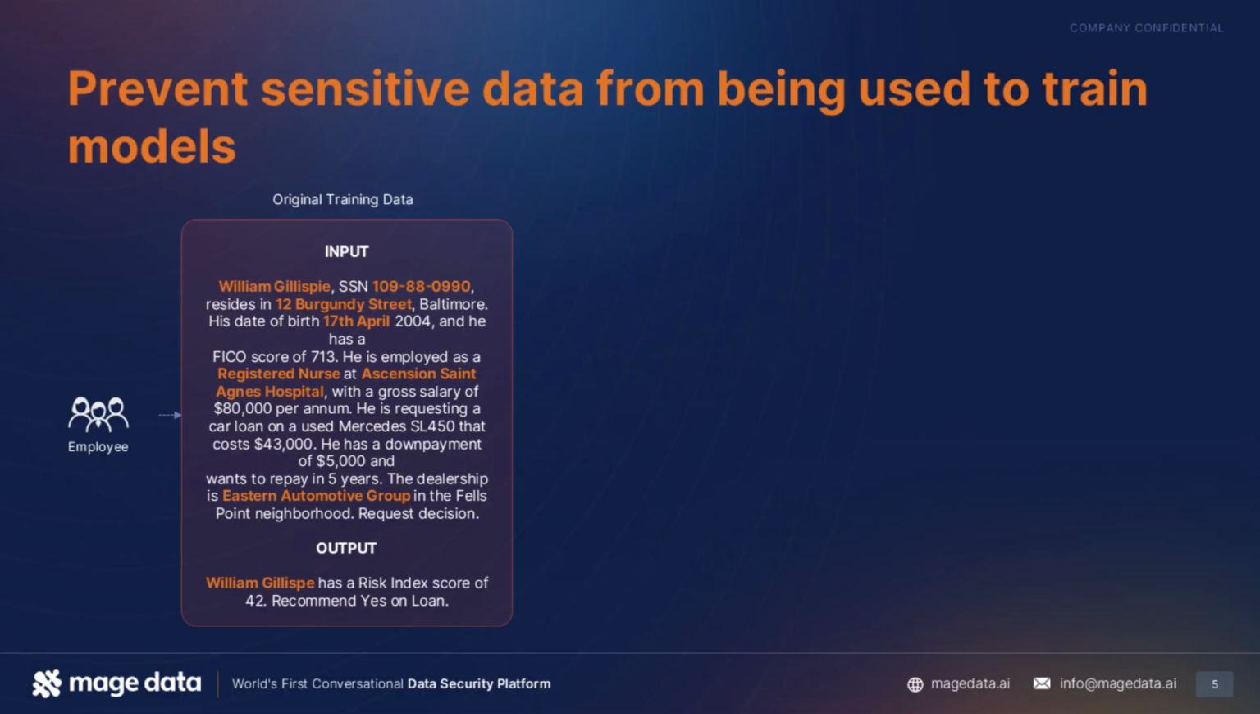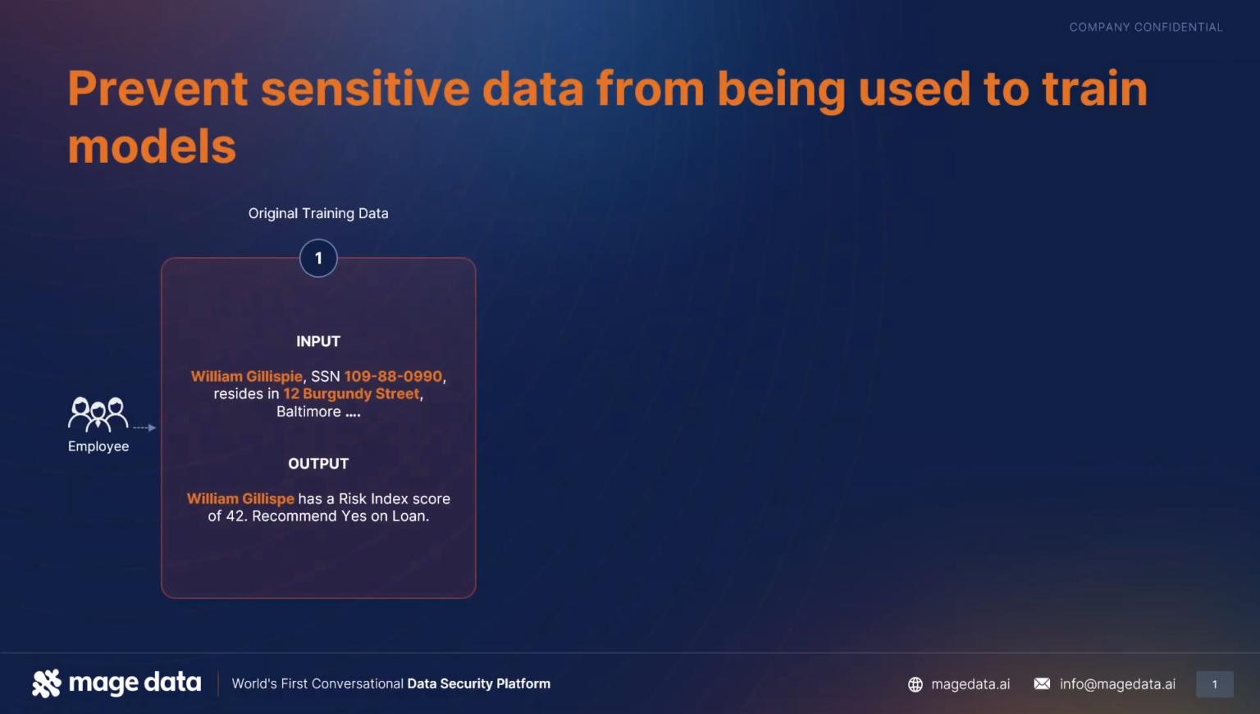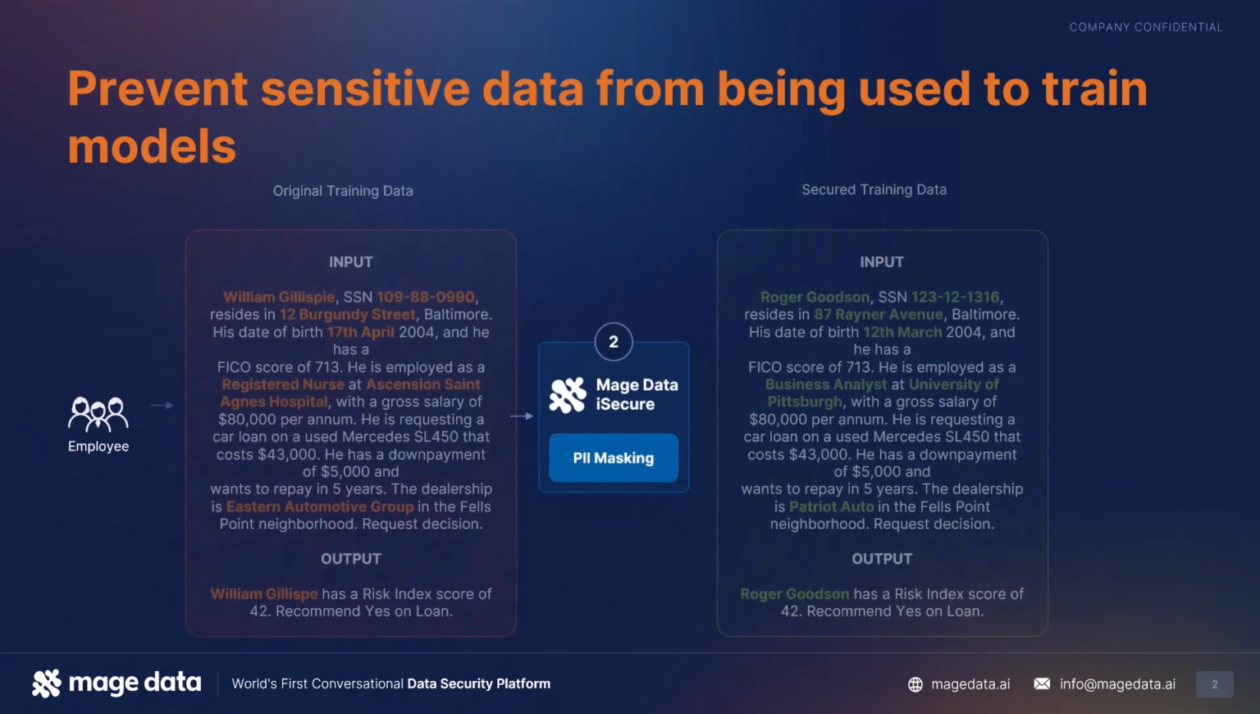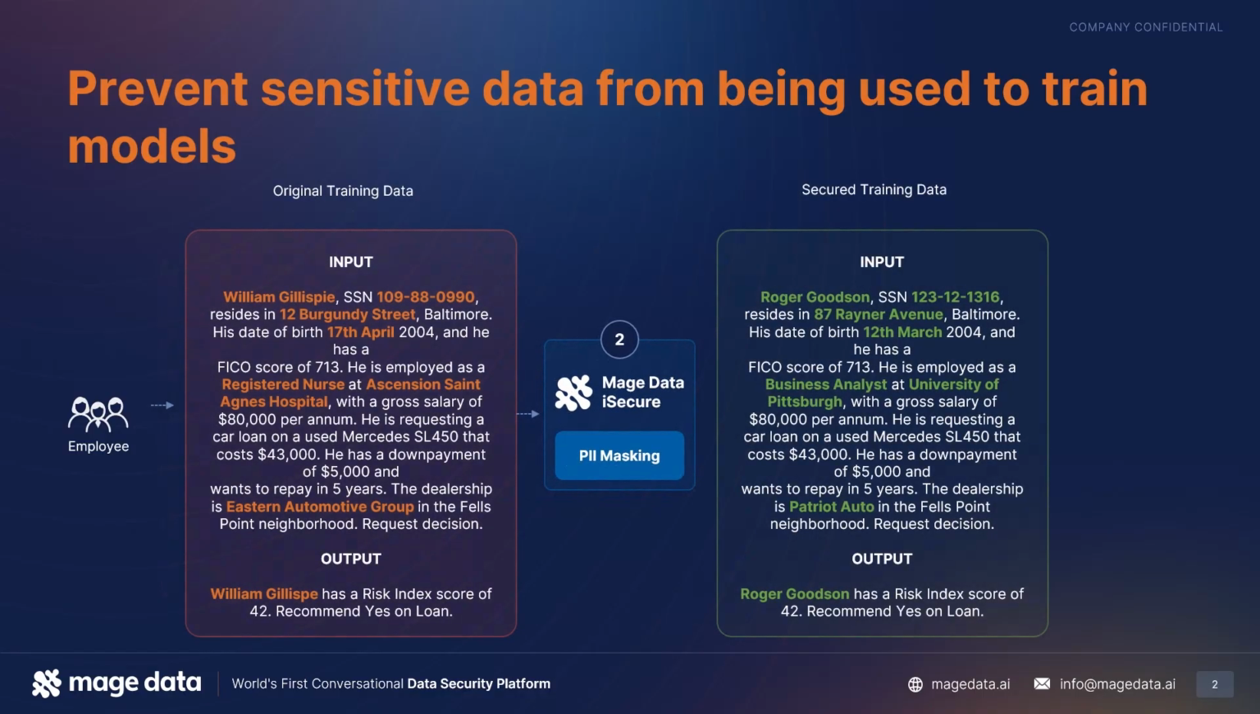But how do we do this while ensuring compliance with regulatory requirements related to financial transactions? This is where Mage Data steps in. Our platform lets you train on real production data without the risk. We apply context-preserving masking and tokenization, or both, to strip away PI and business-sensitive content.